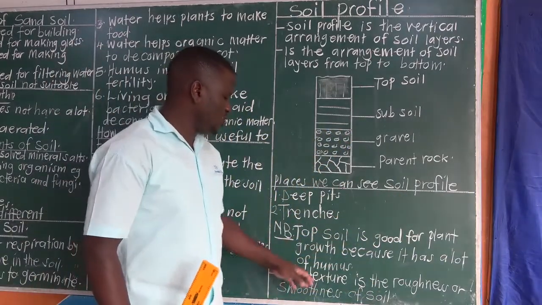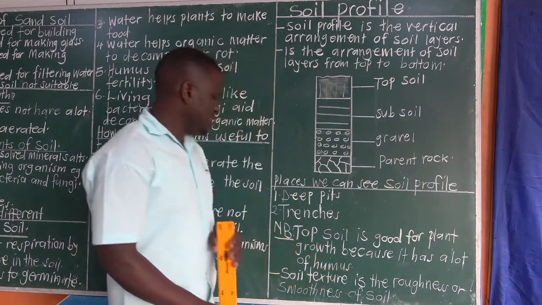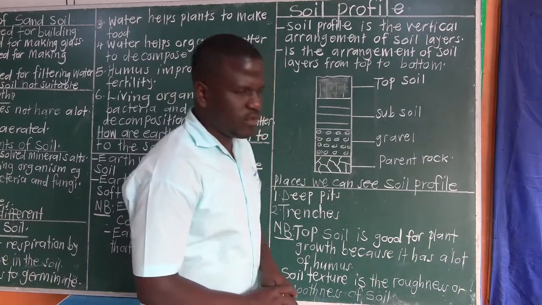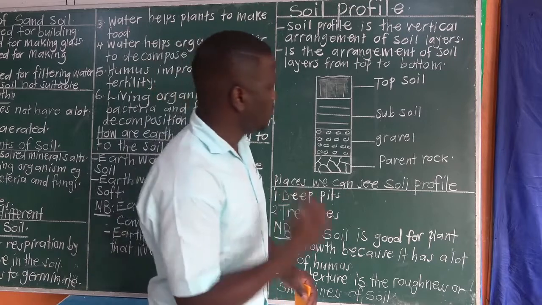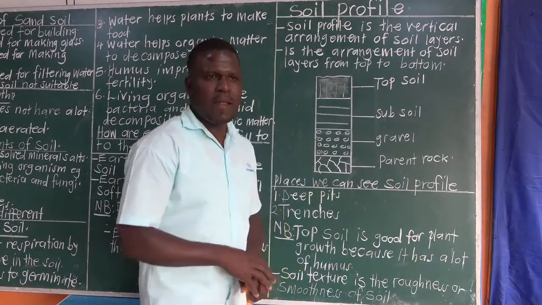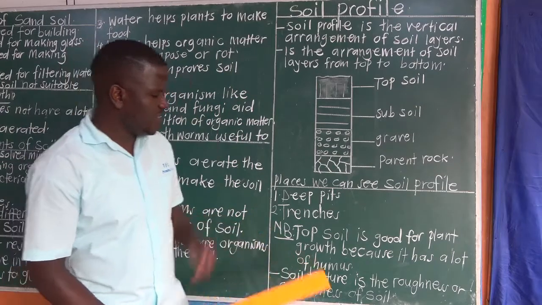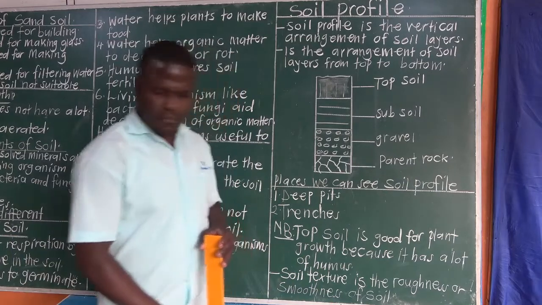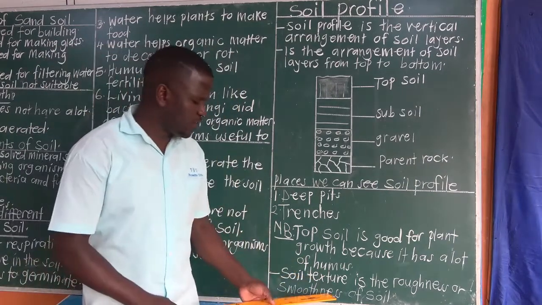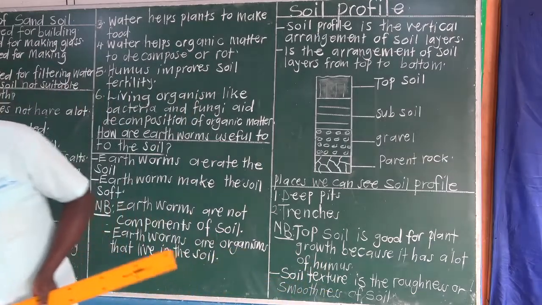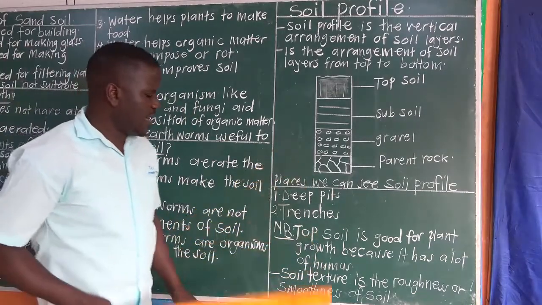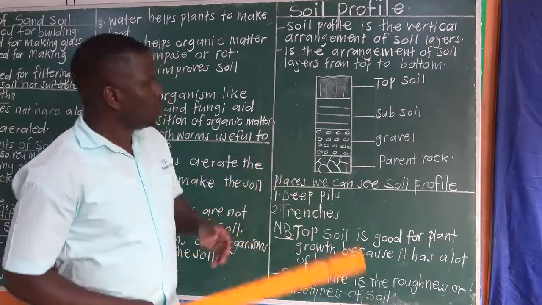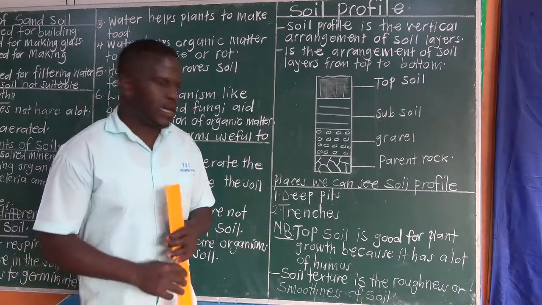Then we have what is called soil texture. Soil texture is the roughness or smoothness of soil. How rough or smooth soil is. That's what we mean by soil texture. We said soil texture is the roughness or smoothness of soil. So that is all about soil.